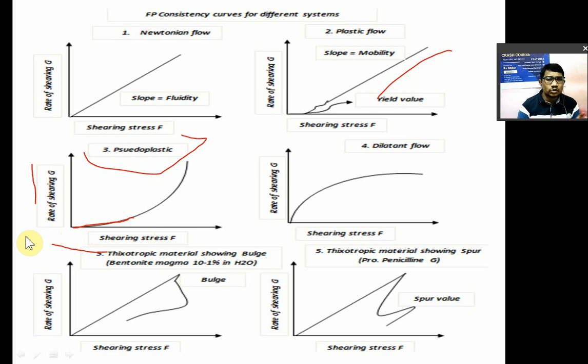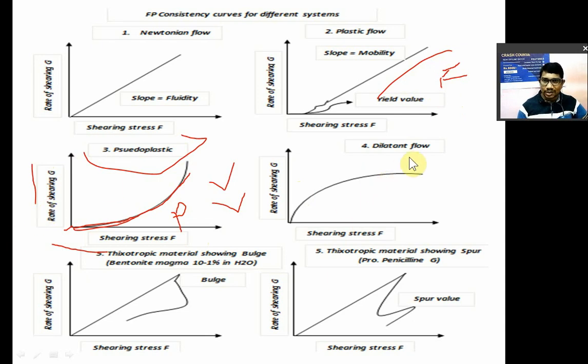If you apply stress to a material showing pseudoplastic flow, no doubt it will start flowing, but the viscosity will decrease and the flow will increase. So they are known as shear thinning systems, because there is a decrease in the viscosity of such material when you apply stress, and that's why the curve is like this. Materials showing pseudoplastic flow are polymers in solution, such as acacia, tragacanth, methyl cellulose and carboxymethyl cellulose. Flocculated suspensions show plastic flow, and polymers in solution show pseudoplastic flow.